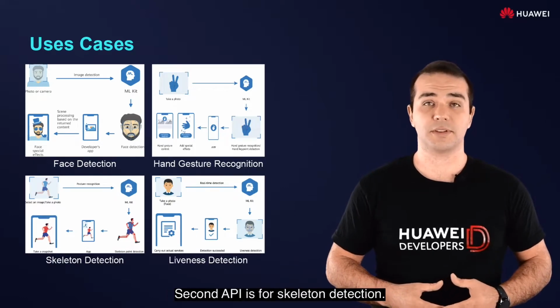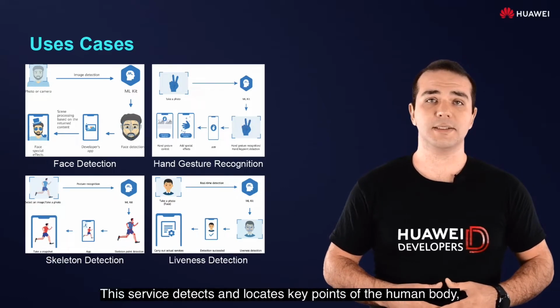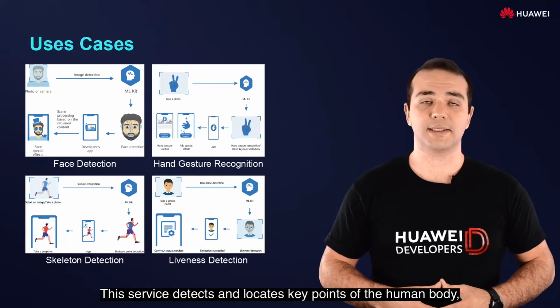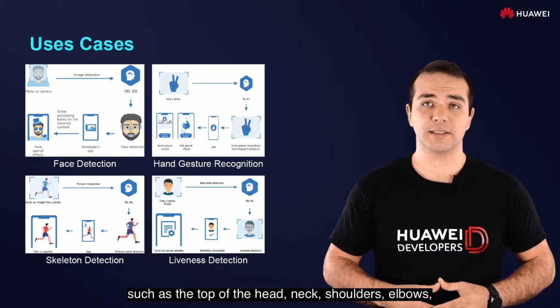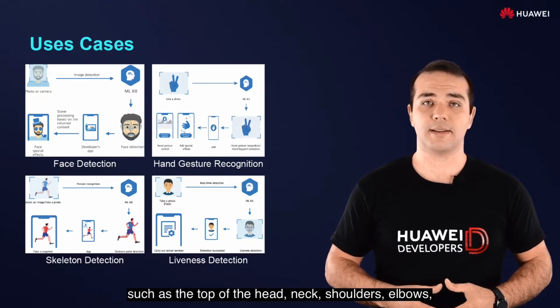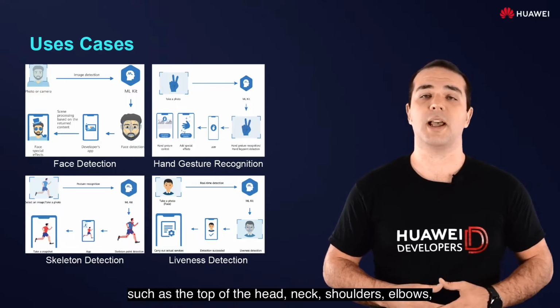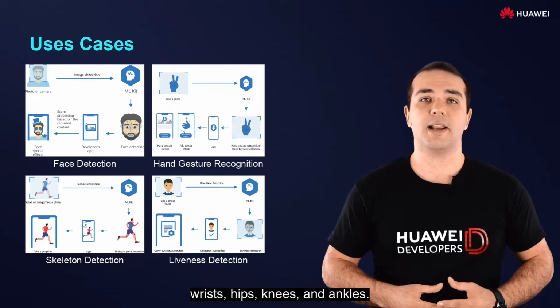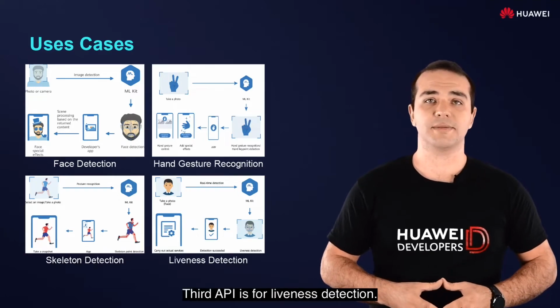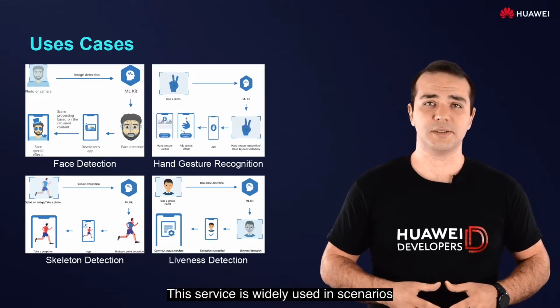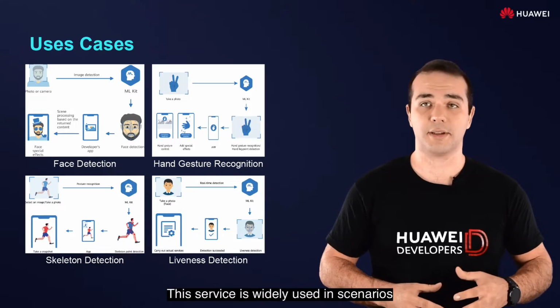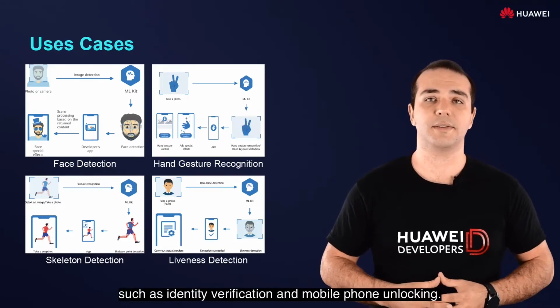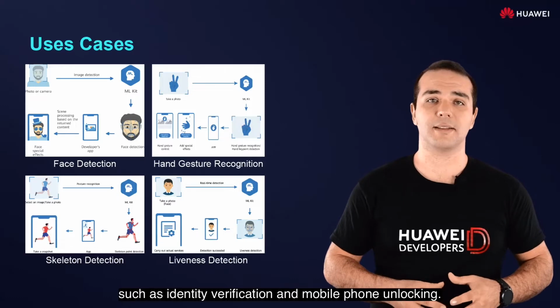Second API is for skeleton detection. This service detects and locates key points of the human body, such as the top of the head, neck, shoulders, elbows, wrists, hips, knees, and ankles. Third API is for Liveness Detection. This service is widely used in scenarios such as identity verification and mobile phone unlocking.